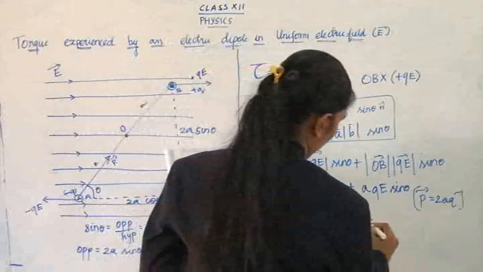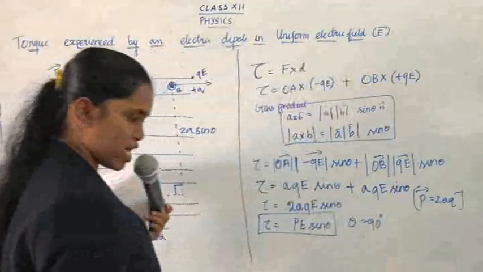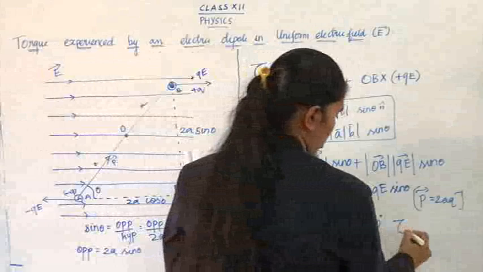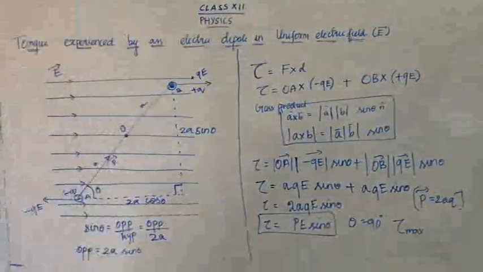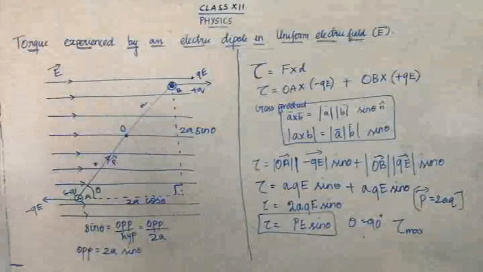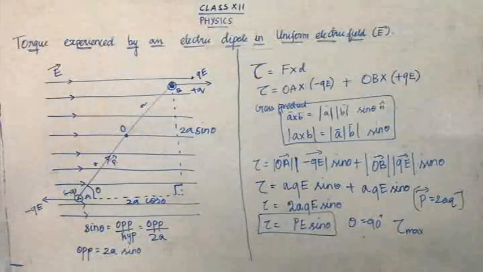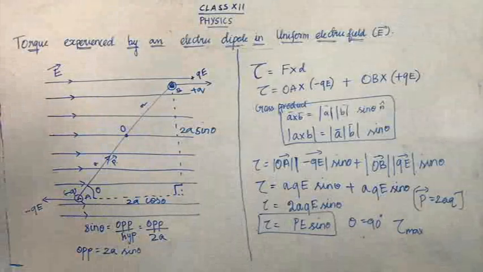If theta equals 90 degrees, the torque will be maximum. If theta is 90 degrees, then the torque will be maximum. Okay, children, have you understood it? Write it down.